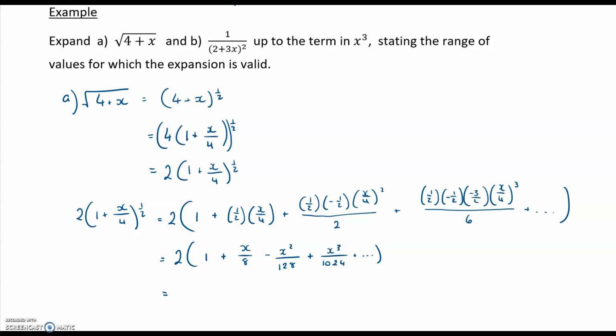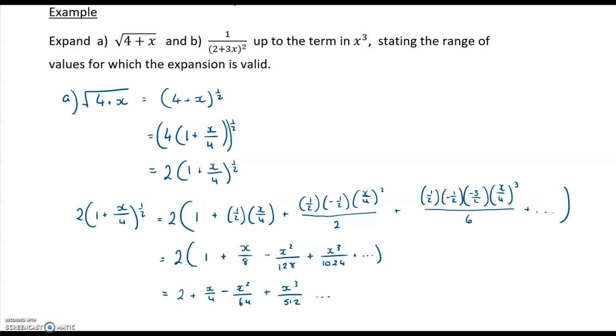So that's going to be 2 plus x on 4 minus x squared on 64 plus x cubed on 512, continuously. Okay, there we go.